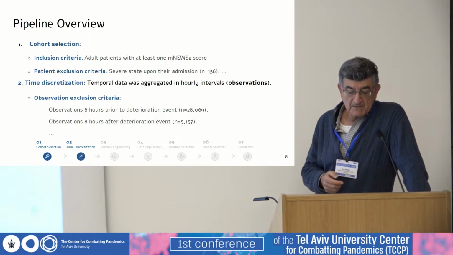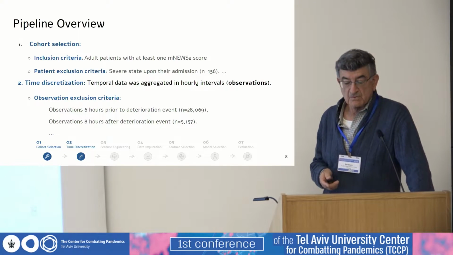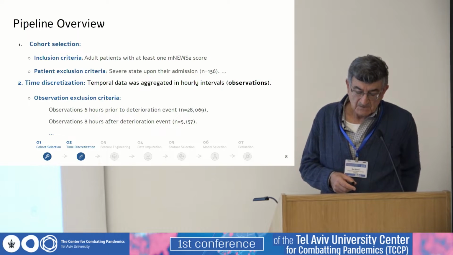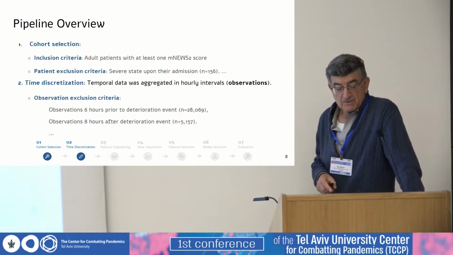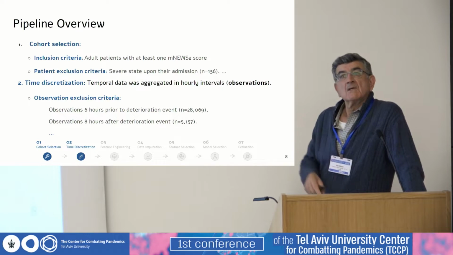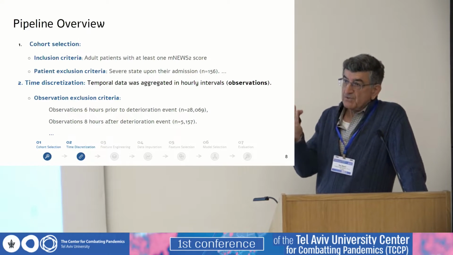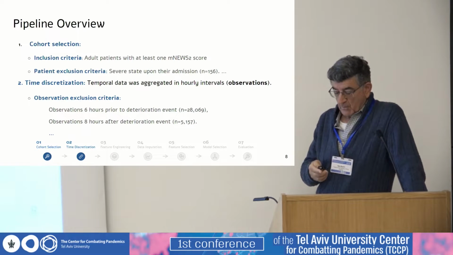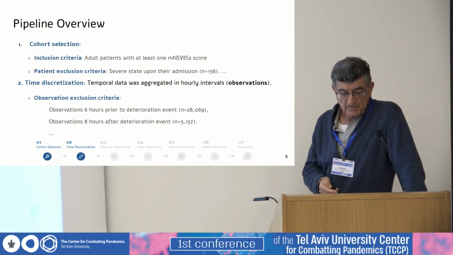And then we do additional exclusion of observations. So as I said, 6 hours prior to the deterioration event, the data is excluded, and also 8 hours after deterioration events are excluded, because we don't want to bias the result by predicting deterioration, which typically stays for a while until it is removed.